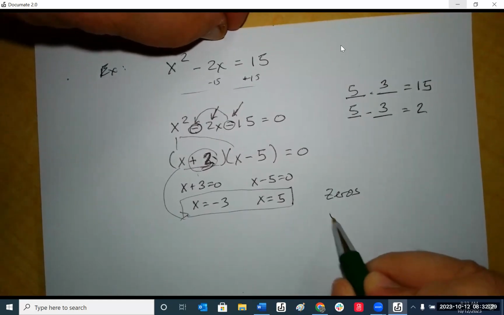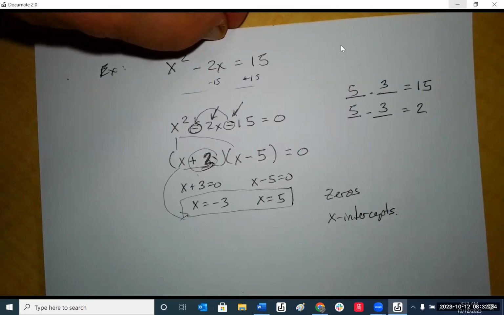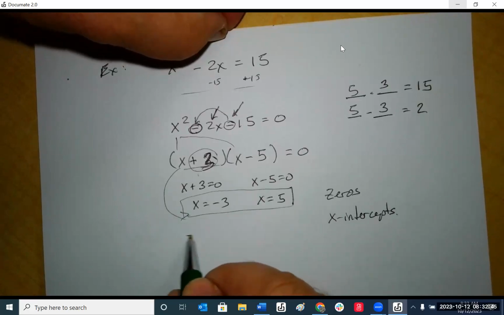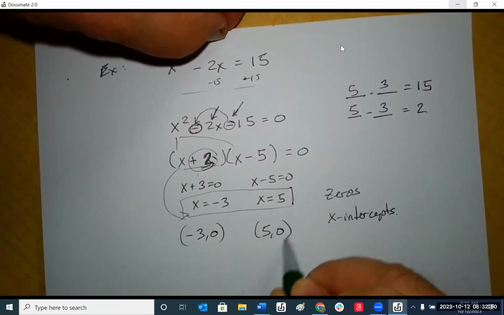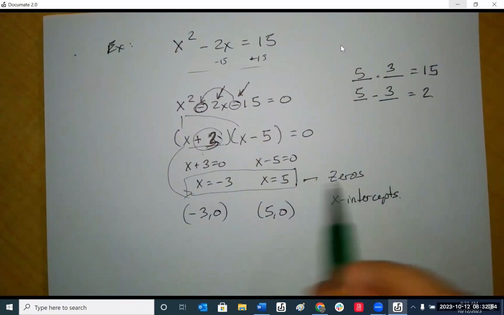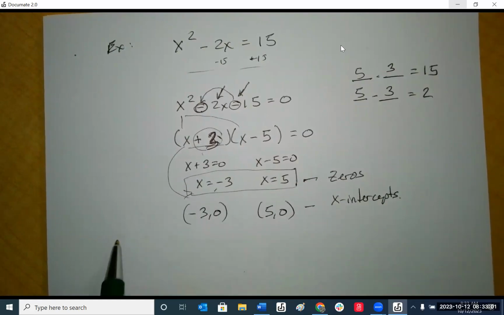So what are my x-intercepts then? If these are my zeros, what are my x-intercepts? Excellent. It's a point. It's a location. Depending on what the question is asking, if it's asking for zeros, just tell me this. If it's asking for x-intercept, it's a location. Give me those.